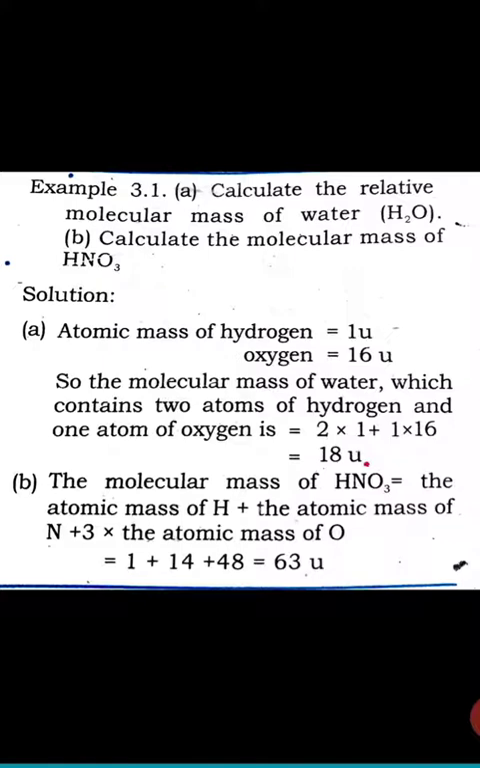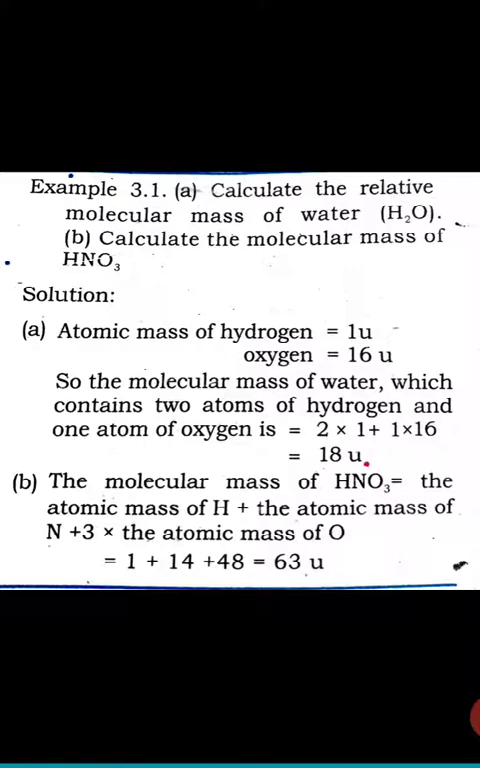Calculate the molecular mass of nitric acid. HNO3 means nitric acid. See the first one. Calculate the relative molecular mass of water. Water is formed of hydrogen and oxygen. The atomic mass of hydrogen, we know that it is 1 atomic mass unit, and the atomic mass of oxygen is 16 atomic mass unit.